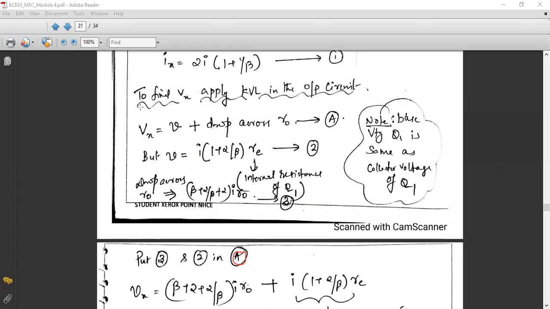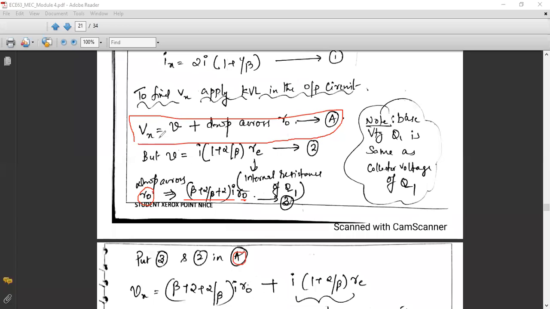Clear, students? So this is the first equation that you got after applying the KVL, the basic equation. And with this equation, first I will write the voltage drop across R0, which is nothing but the current into the resistance. What is the current? Current is I multiplied by (beta plus 2)/(beta plus 2) according to our previous analysis. So you need to multiply this current into R0. That will be your drop across R0. So the second term we derived.